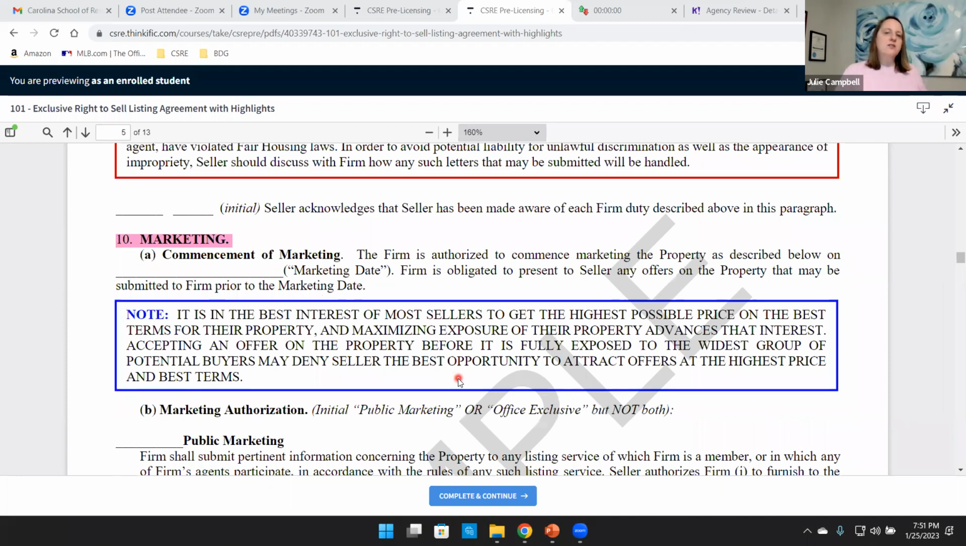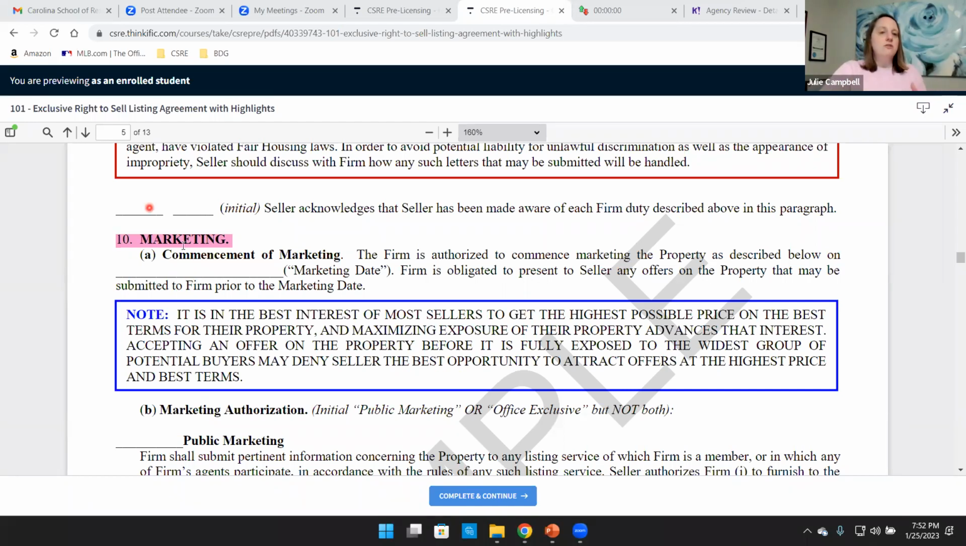Then we're going to discuss how we're going to market the property. When do we start marketing the property? It's awfully hard to sign an agency agreement and put it on the market all on the same day, because I've got to get listing data together, pictures, measurements. I've got some work to do. So there's a difference between when we sign the agency agreement and when we're actually going to market it.